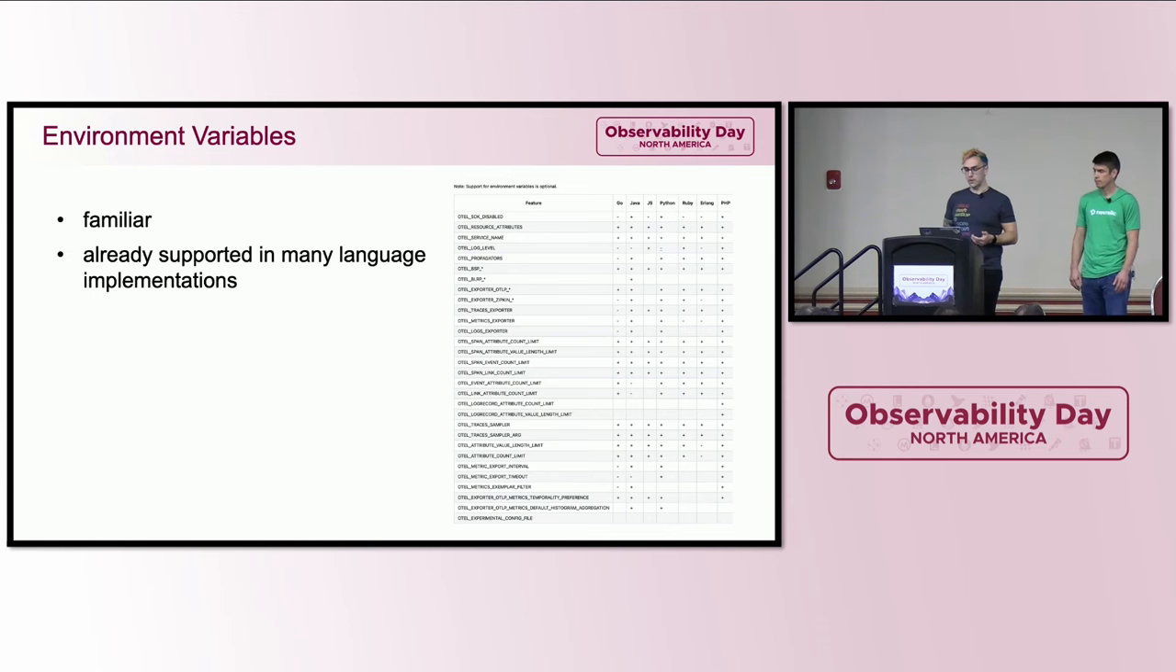Env vars have been around forever. They got a lot of support from the 12-factor app and containerized workloads. And as you can see here, OpenTelemetry has a big list of environment variables. You might not be able to read it at the top, but it does say that support for environment variables is optional in the specification. And so it means that different languages have different levels of support for all the variables.